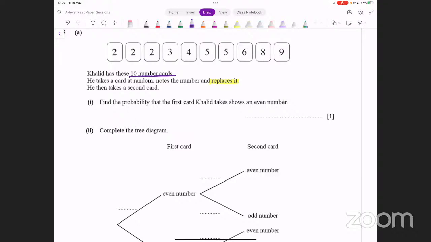Okay, how many even numbers out of 10? 1, 2, 3, 4, 5, 6. 6 out of 10. That's the probability. If we simplify it, what do we get? 3/5.